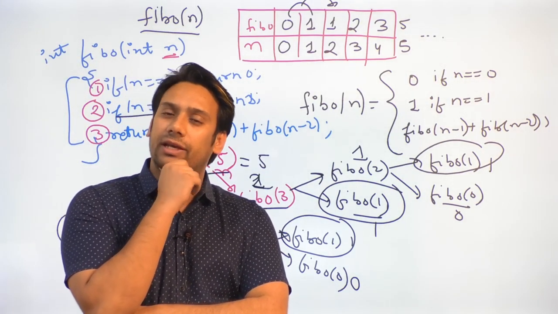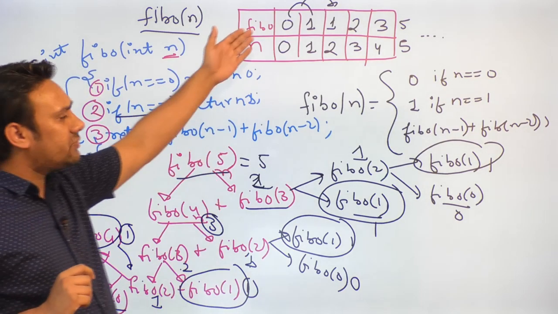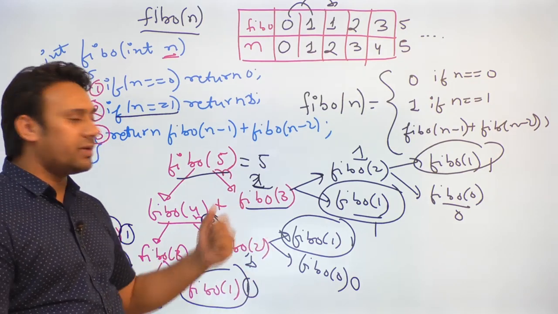Think about it. Yes, I can do it. Why? I can say that I already know what is the Fibonacci of 0, right? हमें Fibonacci of 0 की value पहले से पता है. I already know what is the Fibonacci of 1.